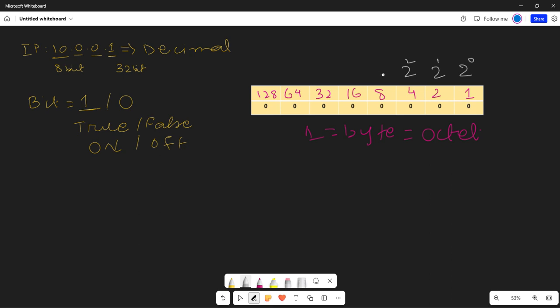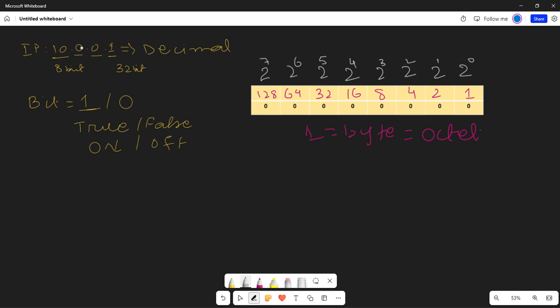And in the same way, we will move forward. 2 to the power of 3 is 8. 2 to the power of 4 is 16. 2 to the power of 5, 2 to the power of 6, and 2 to the power of 7. So these numbers are actually in a specific pattern, and that pattern is 2 to the power of something.